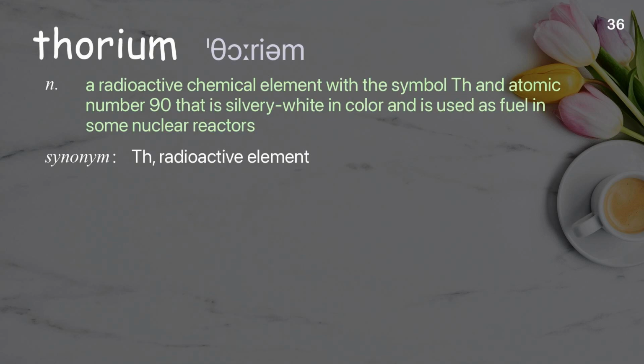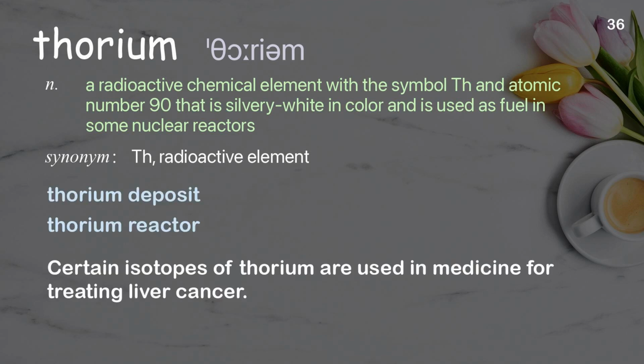Thorium. A radioactive chemical element with the symbol Th and atomic number 90 that is silvery white in color and is used as fuel in some nuclear reactors. Examples: thorium deposit, thorium reactor. Certain isotopes of thorium are used in medicine for treating liver cancer.